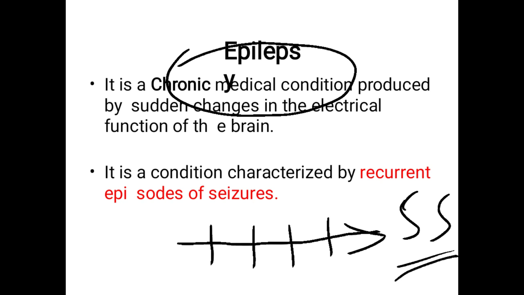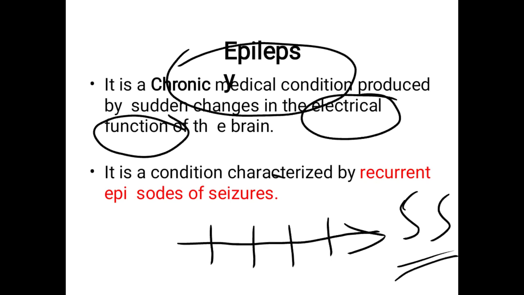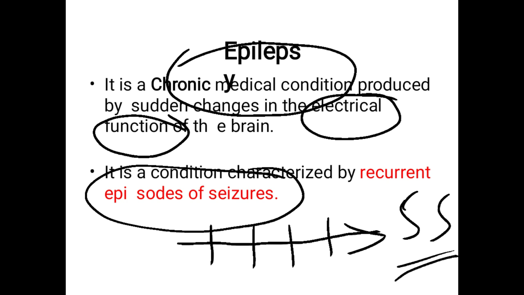Now, in the case of epilepsy or convulsive seizure, what happens? Instead of 5 seconds, they are taking 1 or 2 seconds to reach the brain. So, multiple impulses can be transferred to the brain within a short period of time. So, that is a sudden change in electrical function. It results in epilepsy. And this epilepsy is characterized by episodes of seizures. So, epilepsy is characterized by seizures.